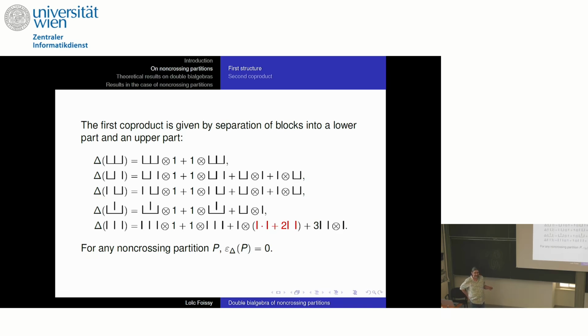There is a co-unit, very simple, which is this. On all non-crossing partitions, this is equal to 0. So for example, if I apply this on the left of this, it is 0, this is 1. The co-unit is an algebra morphism, so it remains this, 0, 0. What remains is only this thing, which is the first initial non-crossing partition. So this is very simple to see that this is a co-unit.